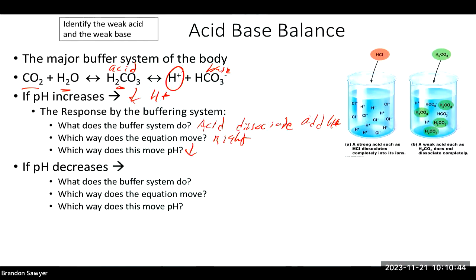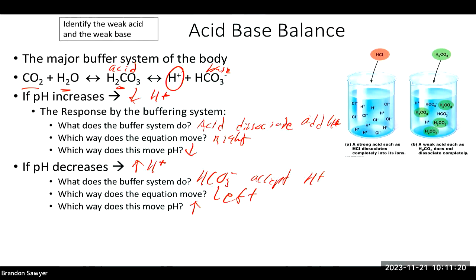Good. Okay, so if pH decreases, if we have a disruption the other direction, what does that mean for our hydrogen ion concentration, up or down? Up, so we got more hydrogen ions. So which component of the buffering system do we need to help us out with this problem? Base. So the HCO3 negative, that bicarb, can accept hydrogen ions. Then that equation is going to go the opposite way, to the left, and this moves our pH back up.